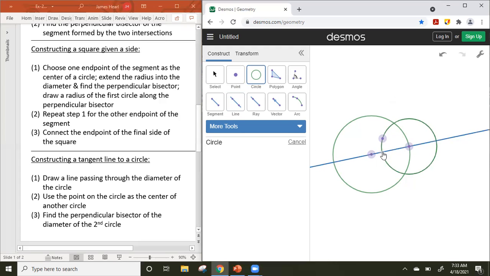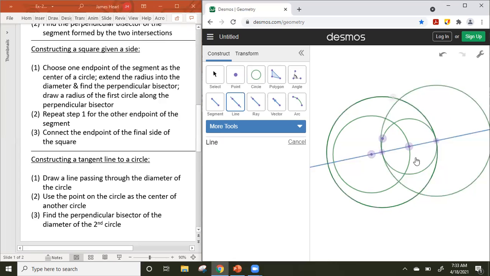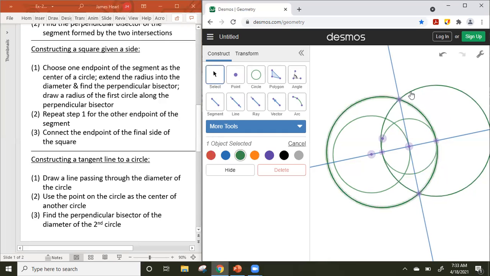This is going to be the same construction that's used in almost all of these. It's one of the most important ones to ever learn. So we'll go from one end of the diameter to the other and back, and we will drop a line through those two. Let's hide our circles because the circle parts we don't need. We constructed the perpendicular bisector.